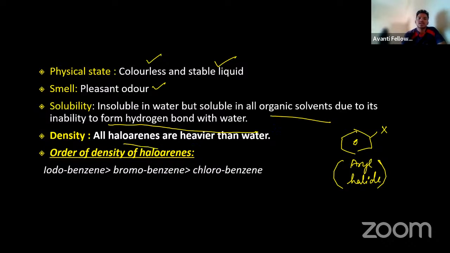Density is usually heavier than water. पानी से ज्यादा density होगा because the mass per volume of the particular haloarene will be more. So that's why density will be higher. The density order will be as per mass per volume. Iodobenzene will have more mass compared with chlorobenzene. So the density of the haloarenes favors iodobenzene, bromobenzene, and chlorobenzene.